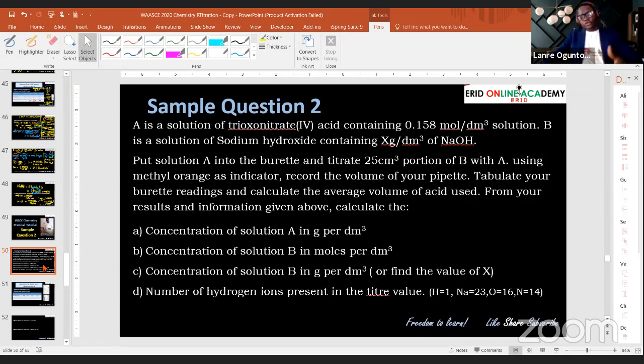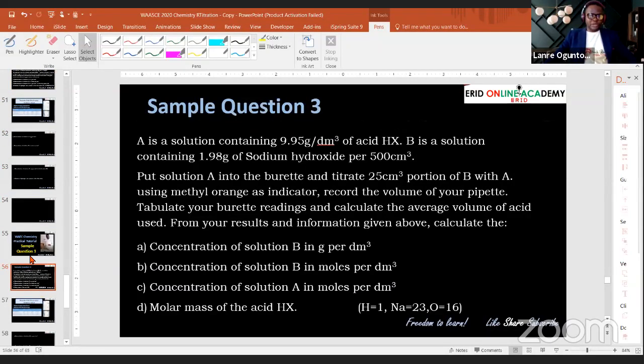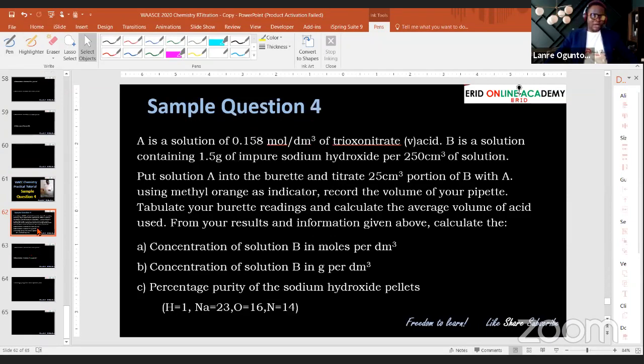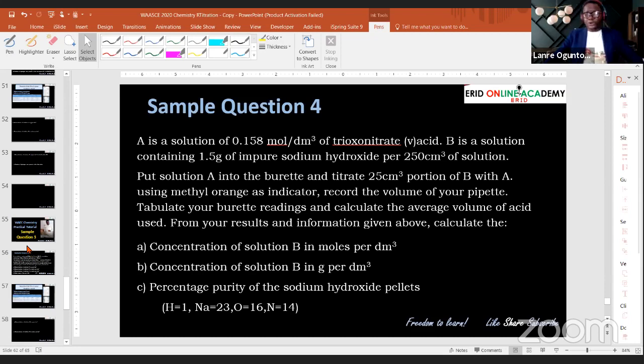Then I'm going to do corrections to these sample questions. So this is sample question 2, this is sample question 3, and this is sample question 4 for you to solve. By the time you go through all these 4 sample questions, I can bet you your A1 is so sure.